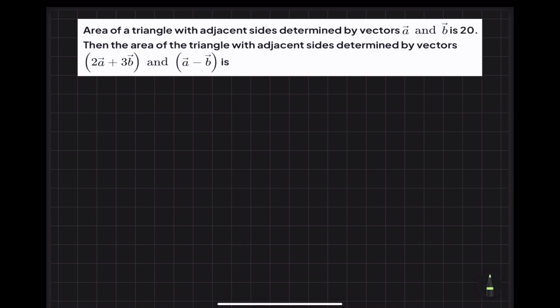So, we got a wholesome new problem which says the area of a triangle with adjacent sides determined by the vectors a and b is 20. So, area of triangle, you know, is magnitude of a cross b by 2. According to them, area of triangle is 20. So this side we'll write 20, and 20 into 2 will become 40. So magnitude of a cross b is 40.